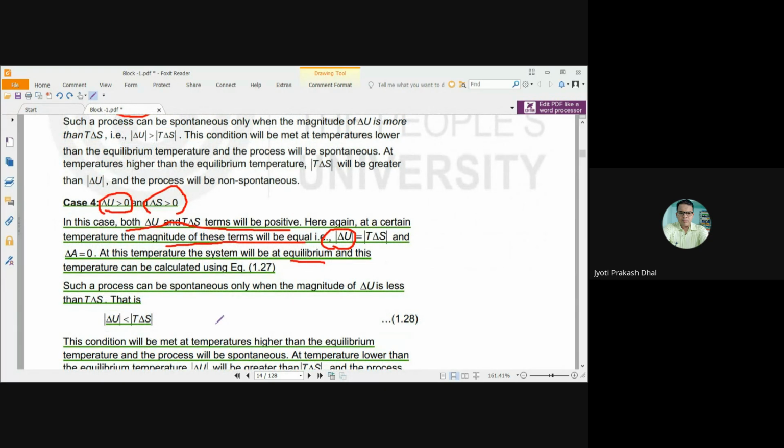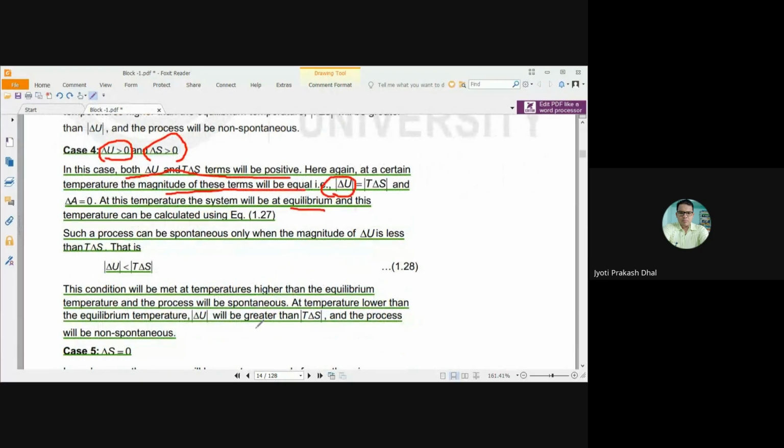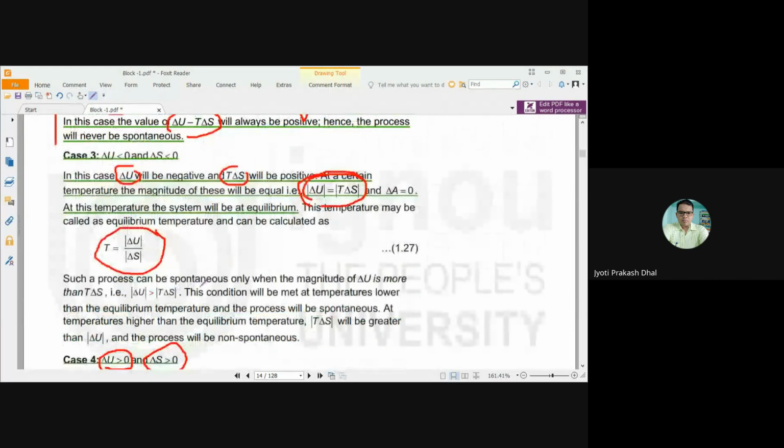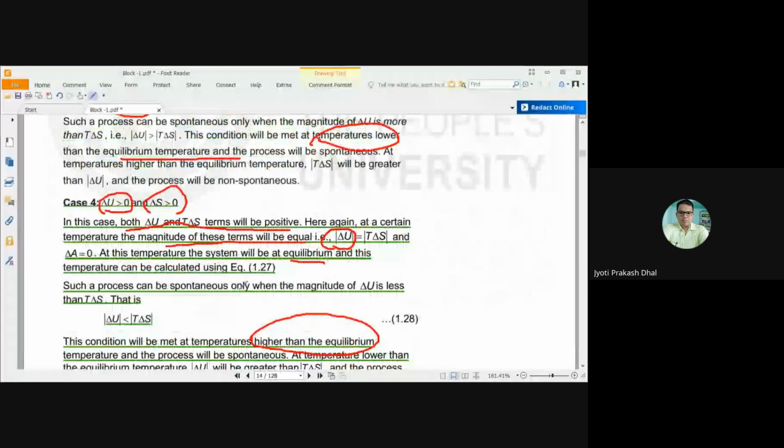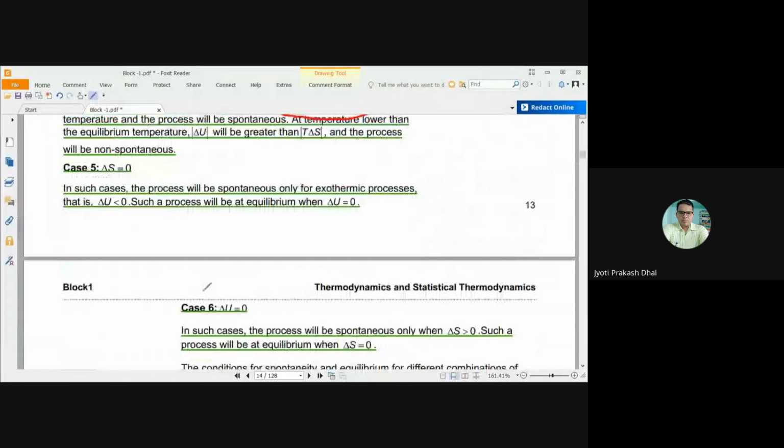If the temperature is higher than the equilibrium temperature, then the process will be spontaneous. Similarly, in the fourth case, if the temperature is lower than the equilibrium temperature, then the process will be spontaneous. Now coming to case 5.